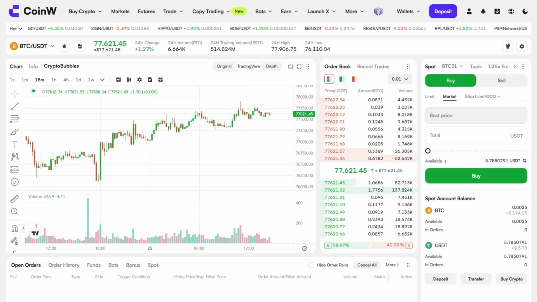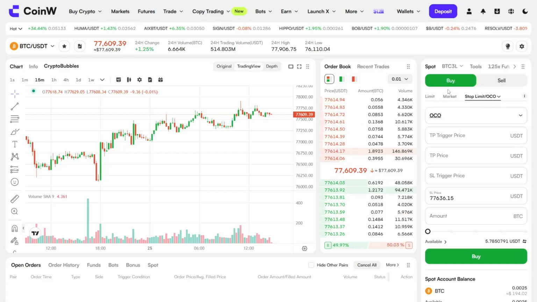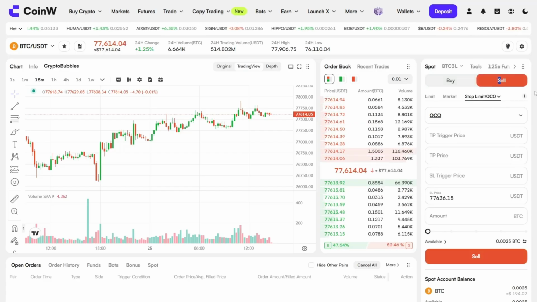This is where we want to learn about a take profit and a stop loss. These orders are especially important for beginners because they help you manage risk. So beside market, we can click on stop limit and OCO, and we're going to switch from buy to sell.